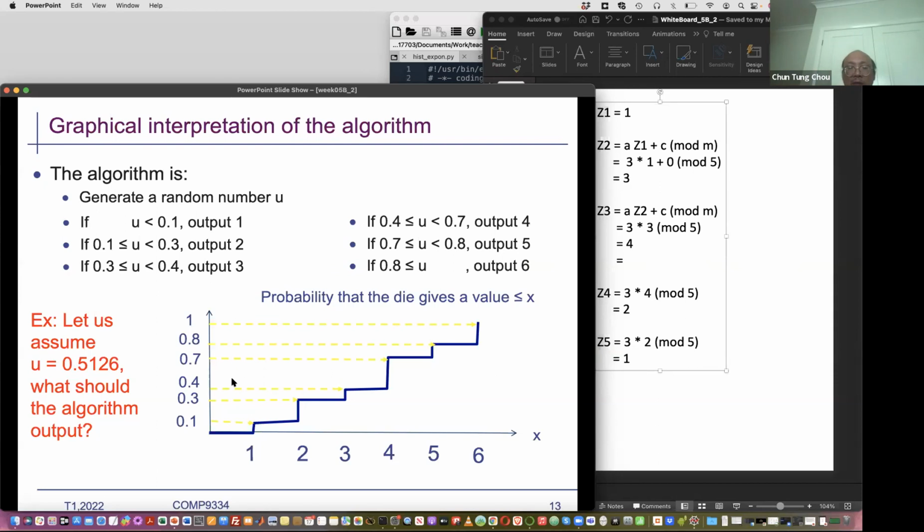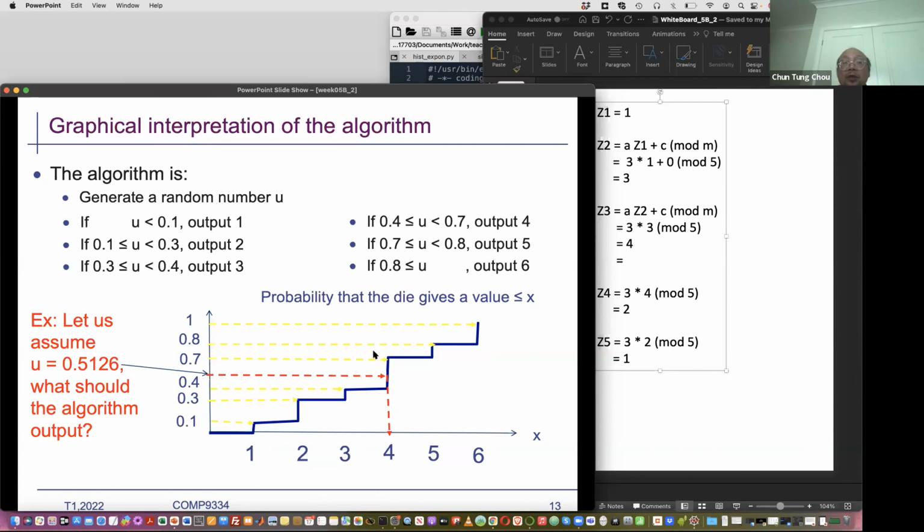So let's look at it in some other way using this cumulative function. Where's U? U is 0.5126, and so it's this point. Now, at this point, I will draw a horizontal line, and then you will hit the cumulative probability curve at this point. When you hit the curve, I will drop a vertical line down here. And if you look at it, it's actually the number 4.